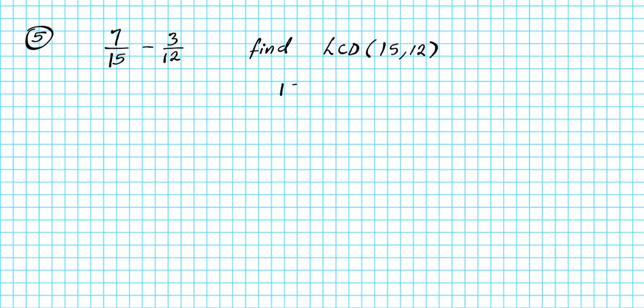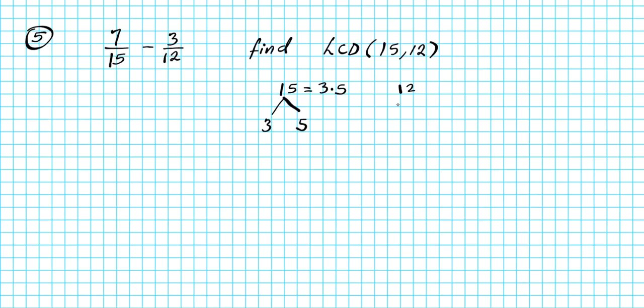Alright, let's write 15 as a product of prime. We're going to use our factor tree to decompose it. Does 3 go into 15? Absolutely. If you add the digits, you have a multiple of 3. 3 goes into 15 5 times, so 15 can be written as 3 times 5.